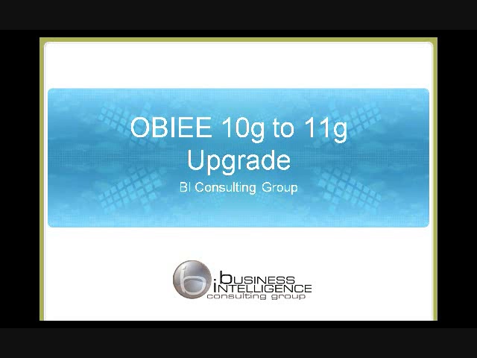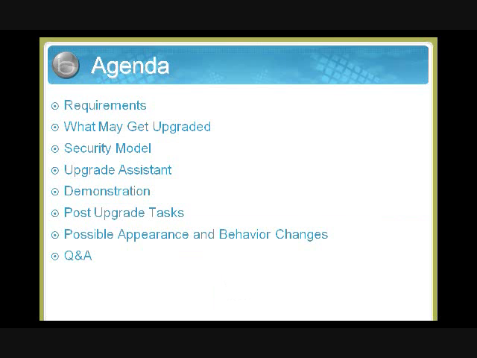Thank you, Brent. Welcome everyone to, as Brent said, the next in our series on 11G. This one is looking specifically at the upgrade process from a 10G environment to 11G. Some of the things we want to look at are what the requirements are for the upgrade, what parts of 10G can or will be upgraded, and what some of the differences are in the security model between 10G and 11G. This is important, especially when you go in to do your regression testing. You need to know where your security is in place and how to modify it.